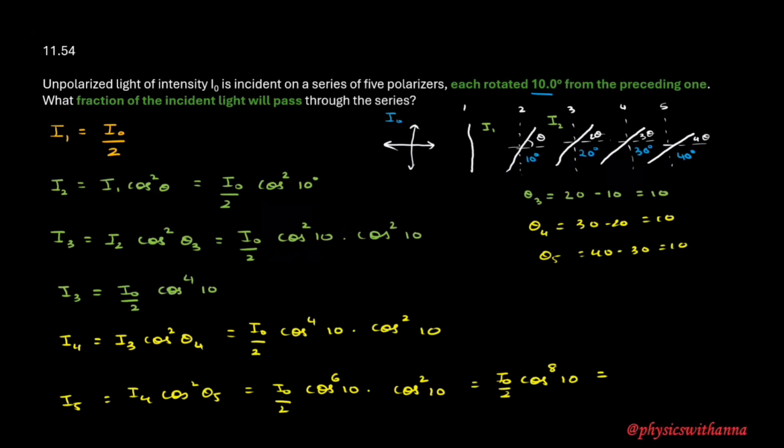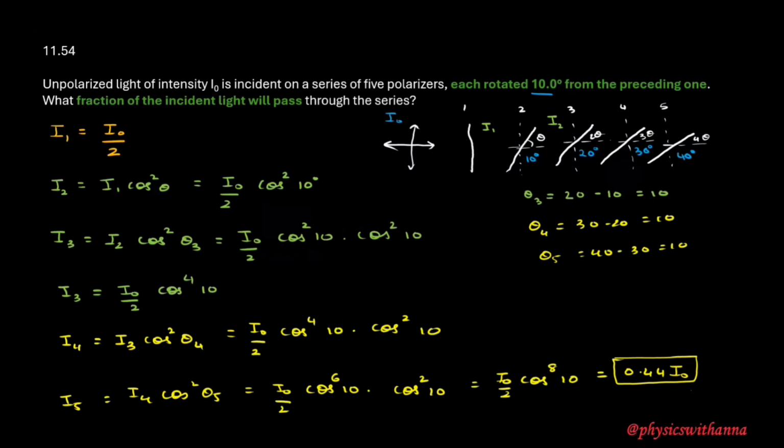So let's calculate this. This becomes equal to 0.44 times I naught. So the intensity of light after passing through the series becomes 0.44 times the original intensity.